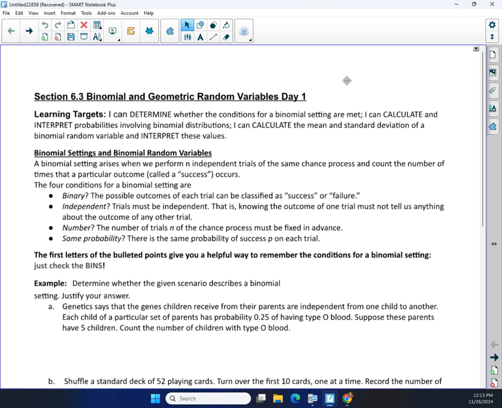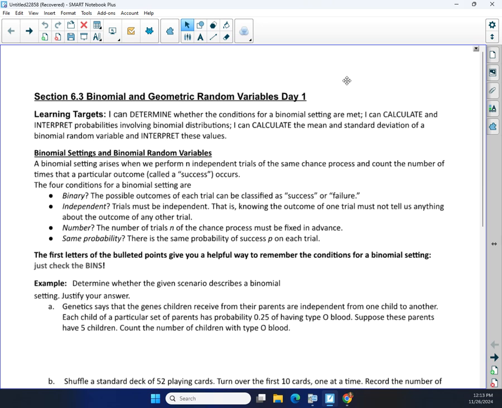You will have homework, so make sure you're taking the notes and doing what we need to do. Today we're going to start with binomial and geometric random variables. It's a pretty long unit. We are just doing binomial today.